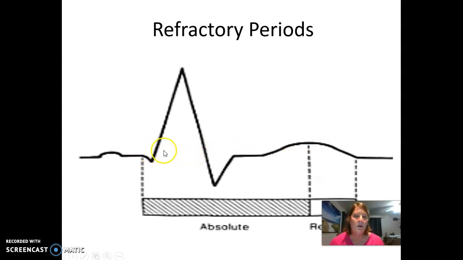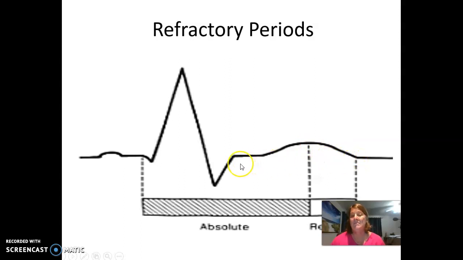Your heart is depolarizing here. It's trying to get back to rest, and not enough of the heart has gotten back to rest that it can accept another impulse. So the absolute refractory period, absolutely no way, no how is your heart going to accept another impulse. So even if something tried to fire early in that time frame, your heart cannot accept it. It's not ready to go again.